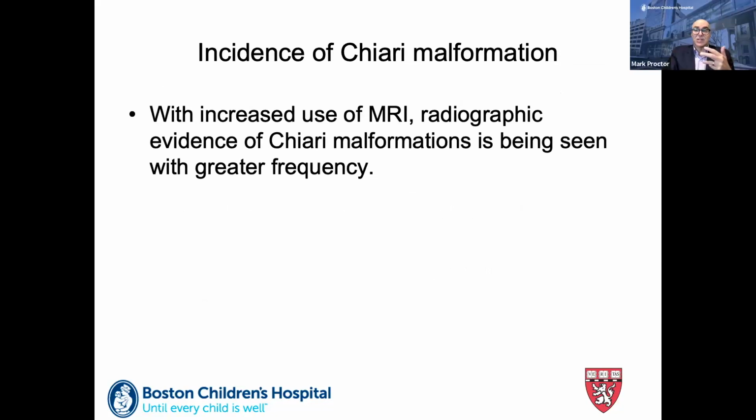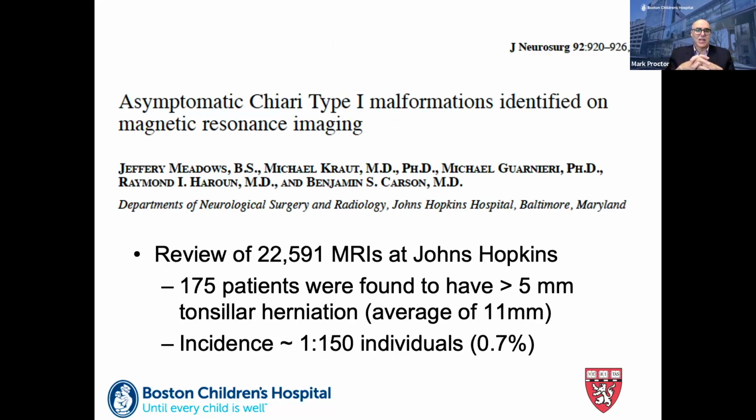So what is the incidence? How many people have Chiari? If every one of us were to get an MRI, how often are we going to see it? And the answer is a lot. So at Johns Hopkins, they looked at more than 22,000 MRI scans and found that 175 people being imaged for totally other reasons had Chiari malformation. So that was a little under 1% of people having a Chiari malformation.